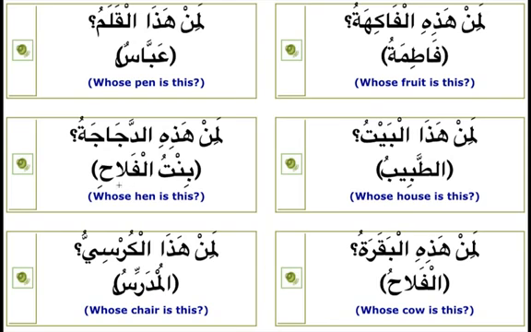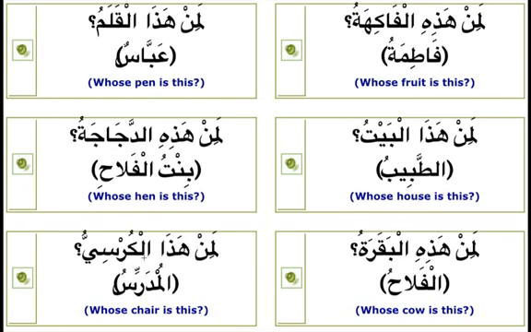We say bintul fallah. So mudaf ilayhi. That is the khabar. So we need to bring mubtada inshallah. So hadihi dajajatu. This hen belongs to. So we need to put li. Li binti. Bintu becomes binti. Li bintil fallahi. Fallahi will remain the same. Hadihi dajajatu li bintil fallahi.